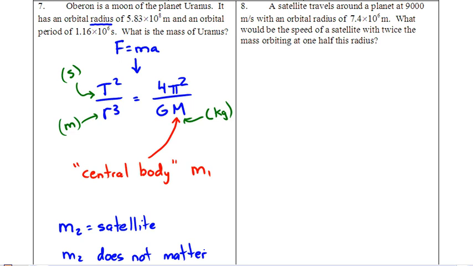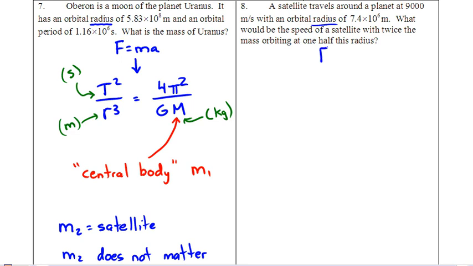This other one uses the other option. Satellite travels around a planet at 9,000 meters per second, okay, 9 kilometers a second. Got, again, orbital radius. This is good news, right? Don't have to add anything. What would be the speed of a satellite with twice the mass? Oh, okay, twice as big of a satellite, orbiting at half that radius size for its orbit.